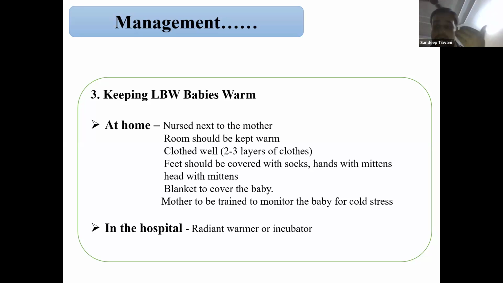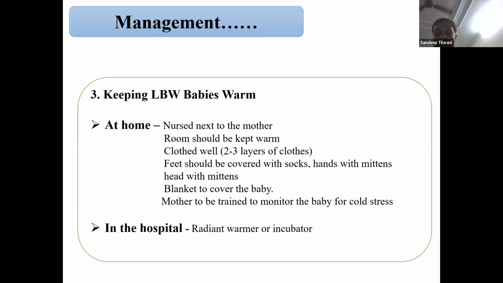So you have to counsel the mother in such scenarios that the mother has to keep the baby next to her. They should not be in a separate room. They should be in the same room. The baby has to be well clothed. That is, she has to ensure that the cap, socks, mittens, and shirt and everything are put on properly. And if it is cold outside, she has to put on a blanket.